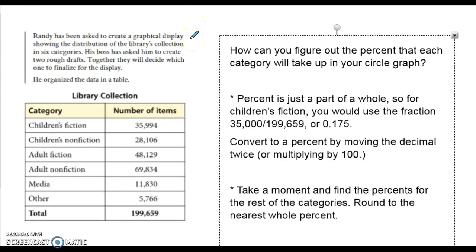So how can we figure out the percent, first of all, that each of the categories in Randy's information here are going to take up? What's their percent? Well, remember, percent is just a part of a whole. In other words, we can use a fraction to figure out our percentage, right? So if I'm looking at the children's fiction, right here, we have 35,994 items. Well, that's out of a total of 199,659 items. So I can just use a fraction here.